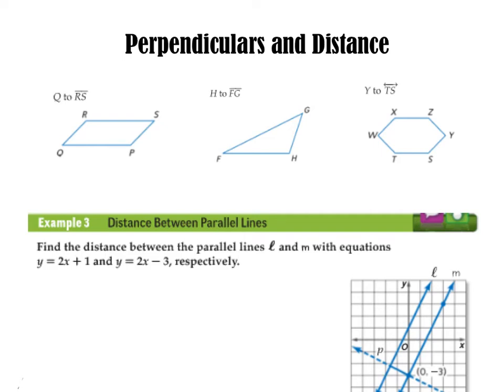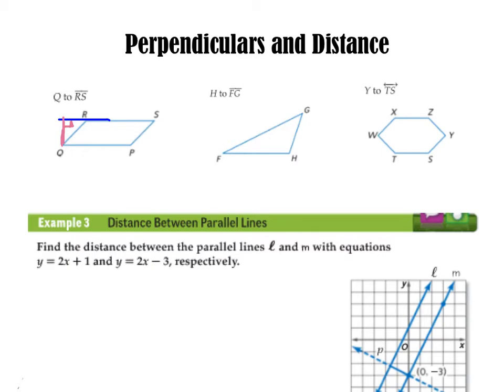Alrighty, so today we're continuing on our notes on perpendiculars and distance. First, we're going to be looking at these images here. We're asked to construct a segment to connect Q to line RS. In this case, we want the perpendicular line. This would be a long distance, but for the perpendicular line, we will need to extend out our line RS so that we can create that perpendicular line from Q to RS, okay?